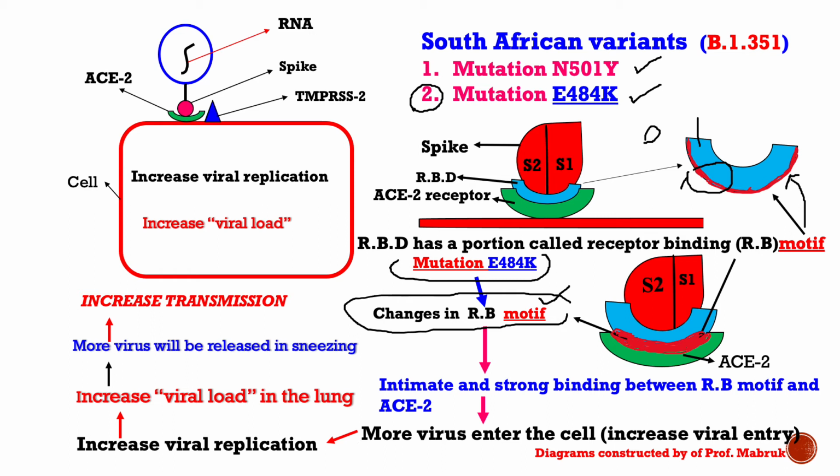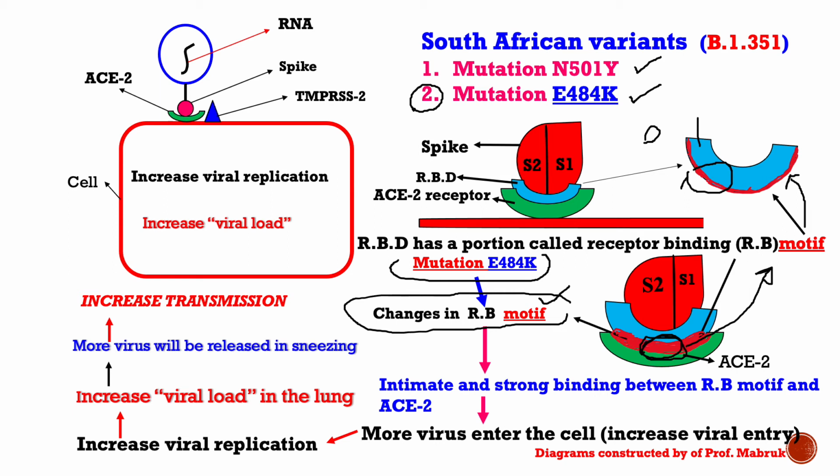However, in the E484K mutation, you can see that the receptor binding motif, which is this one, has changed. There is a change in its shape in comparison to this one. So this is in the original coronavirus COVID-19. However, in the South African variant, you can see there is a change in the shape of the receptor binding motif of the receptor binding domain of the spike protein of the coronavirus COVID-19.